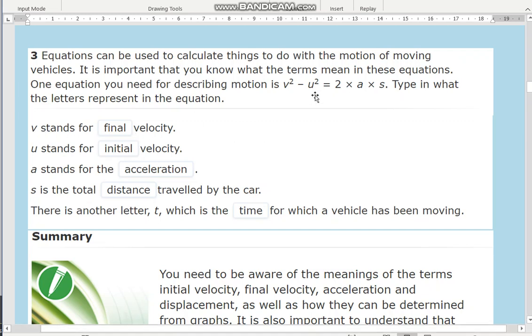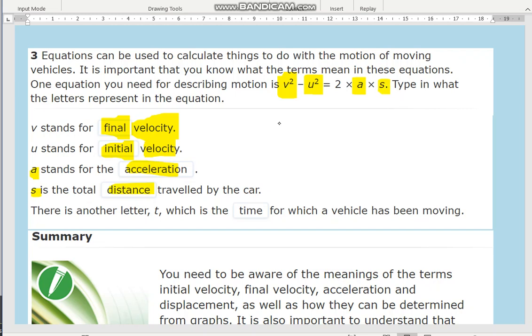So v in the v squared stands for final velocity. U stands for initial velocity. So we're calculating a change in velocity squared here, with the final velocity take away the initial velocity, both squared. A stands for the acceleration, and then s is the total distance travelled by the car.